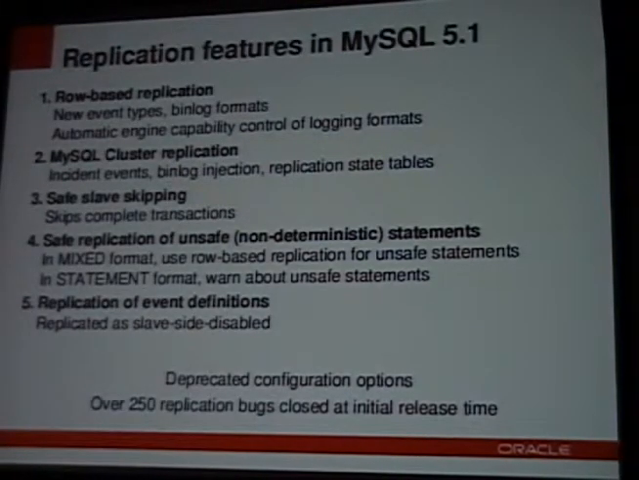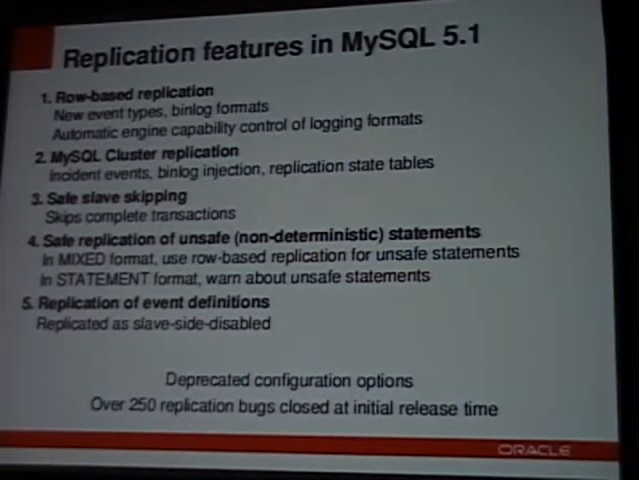So what was new in 5.1? We introduced row-based replication. Before that, everything was replicated by taking the queries, the statements, and those were being replicated, but then we introduced row-based replication. And we have different binlog formats, so you can specify if you want row format or if you want statements to be shipped. We introduced MySQL Cluster replication, so you can replicate between different MySQL clusters. We introduced safe slave skipping. So if you skip events on the slave, now we skip complete transactions, so it's less likely that you get problems if you're skipping things.